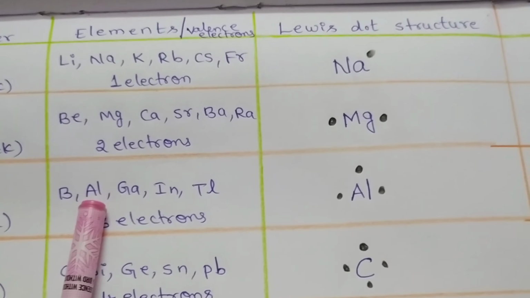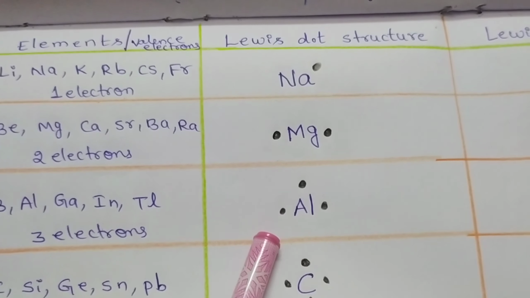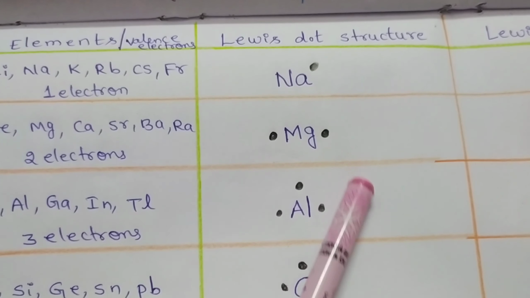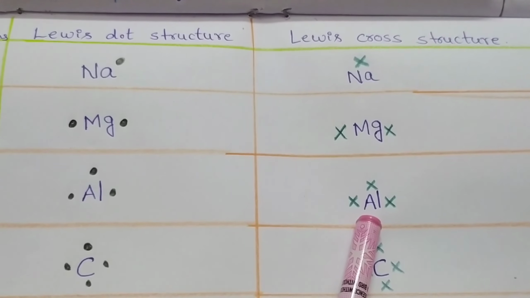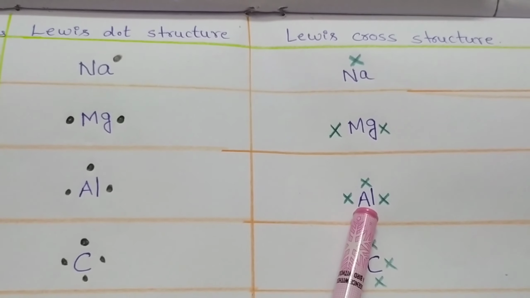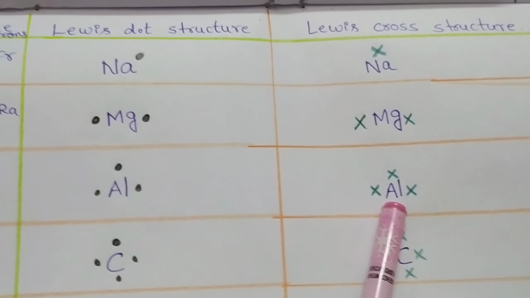We can take aluminium as an example for representing the Lewis dot structure. We can put 3 dot symbols around the aluminium element. According to the Lewis cross structure, we can put 3 cross marks around the aluminium atom. This represents that aluminium contains 3 valence electrons.